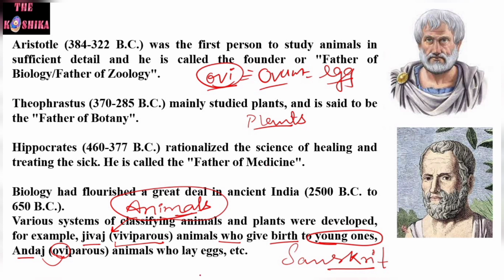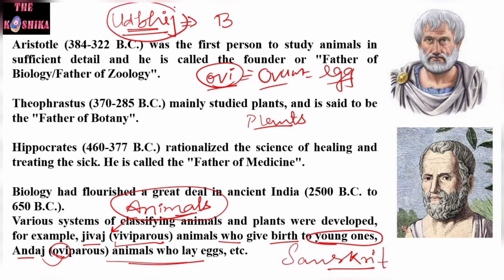And the third one, which is not written here, is called udbhij. I will tell you. Udbhij means having the capacity to produce eggs, or you can say young ones, but the young ones are underdeveloped. So these types of animals are categorized as udbhij in ancient scriptures.